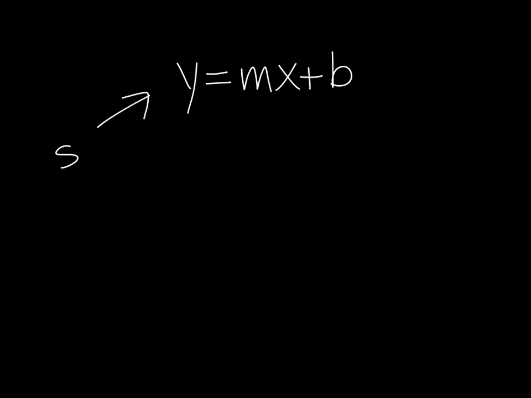So writing the equation of a line is pretty straightforward to start with. We have an equation y equals mx plus b. So write this down in your notes. This is called slope-intercept form.